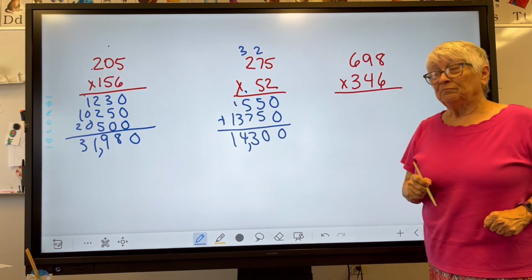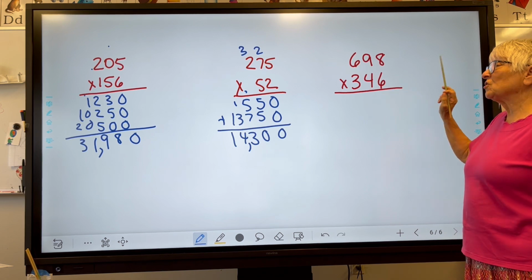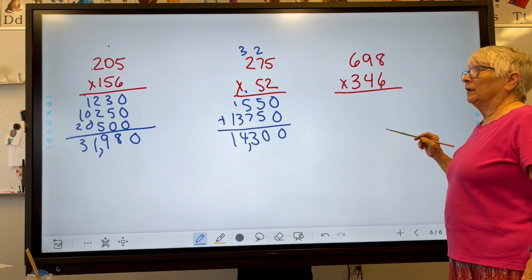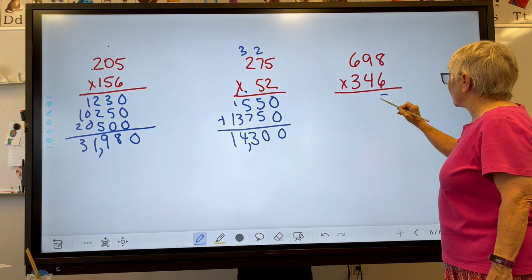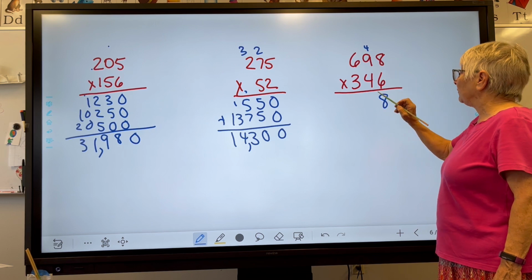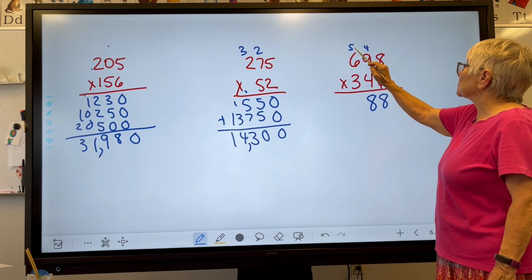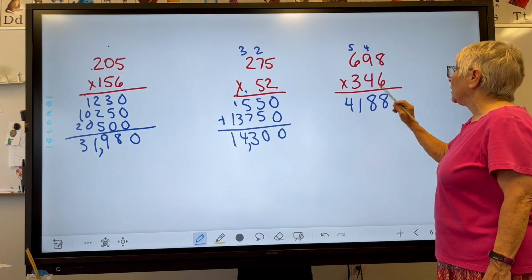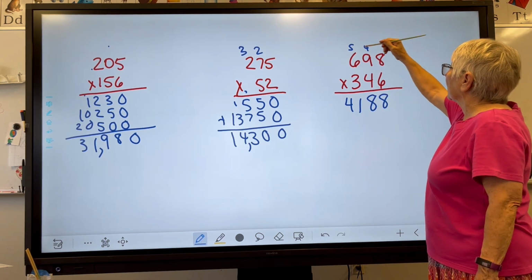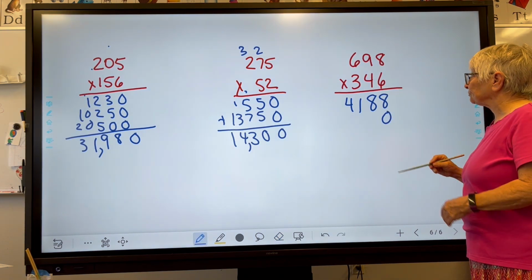Okay, let's look at this one. We have to start with the ones. Always start with the ones. And that's not a 1, it's a 6 in the ones place. 6 times 8 is 48. 6 times 9 is 54, 58. 6 times 6 is 36, and 5 is 41. So 6 times 698 is 4,088. That's a 40, so I put the 0 from the 40 down.